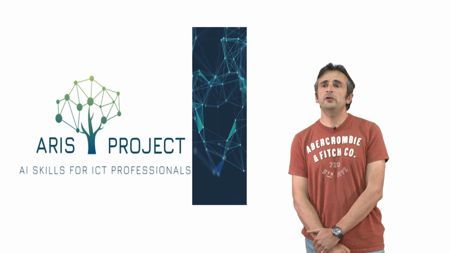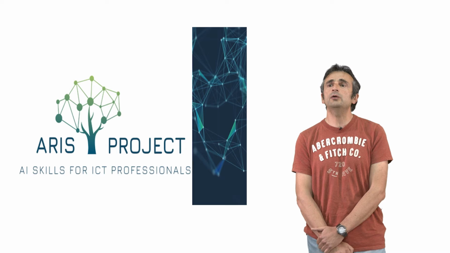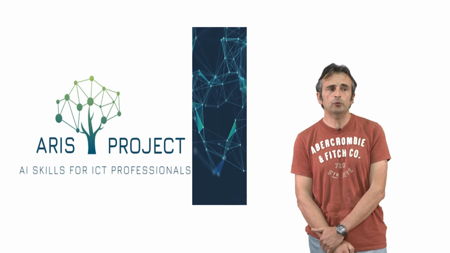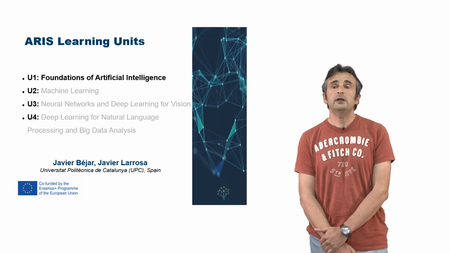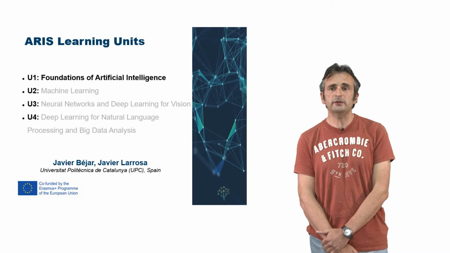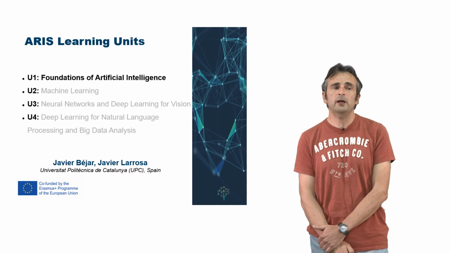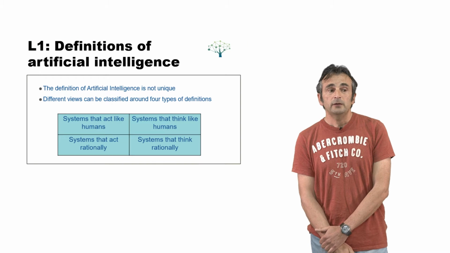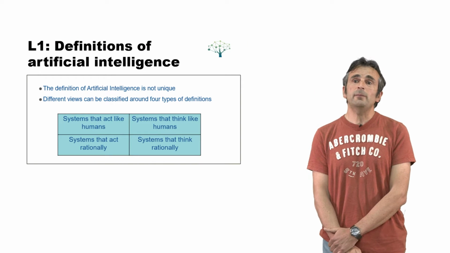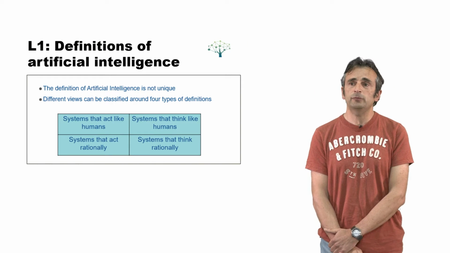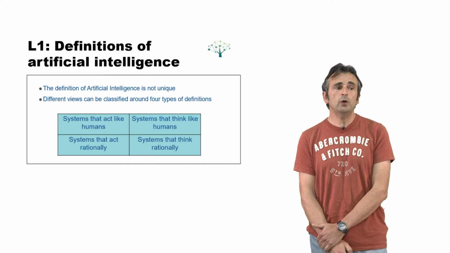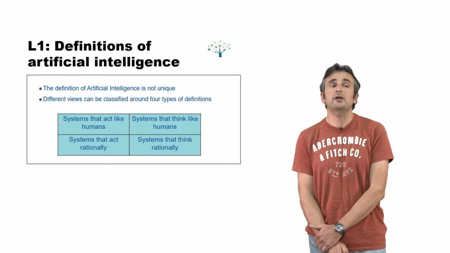In this short video, we are going to present unit number 1 of the ARIS course. This unit is about the foundations of artificial intelligence. The material of this unit has been developed by Javier Bejar and Javier La Rosa from UPC. The unit is divided into 6 independent lessons. In lesson number 1, we will address the definition of artificial intelligence.